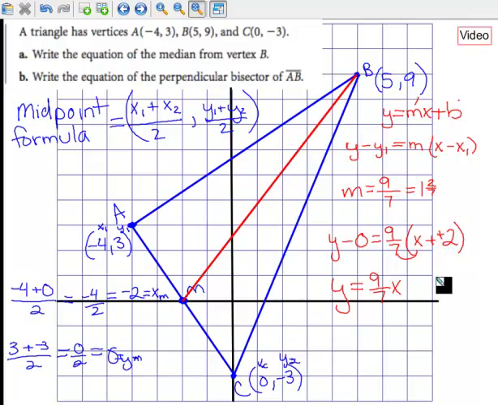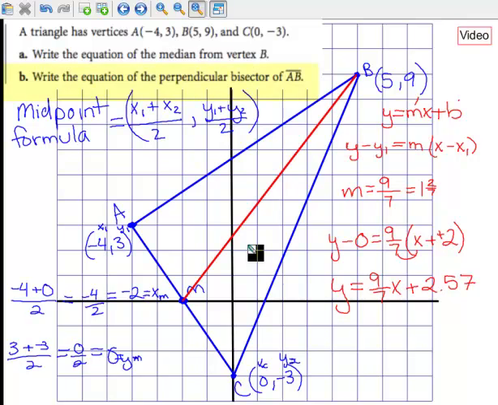9/7 times 2 is going to be about 2.57. Okay, so we could leave it there. We have our slope-intercept form. So our y-intercept is actually about 2.57. So if we would have just estimated, we would have been a teensy bit off.